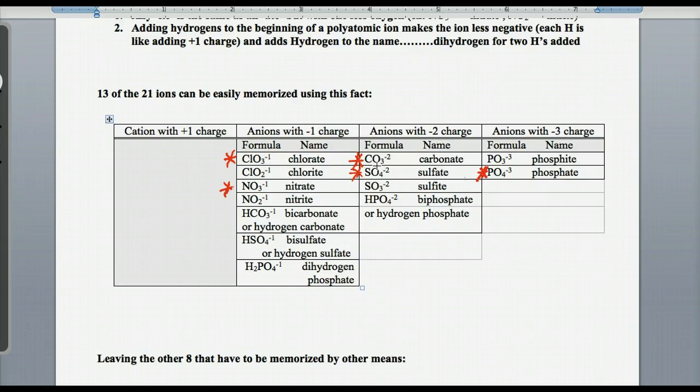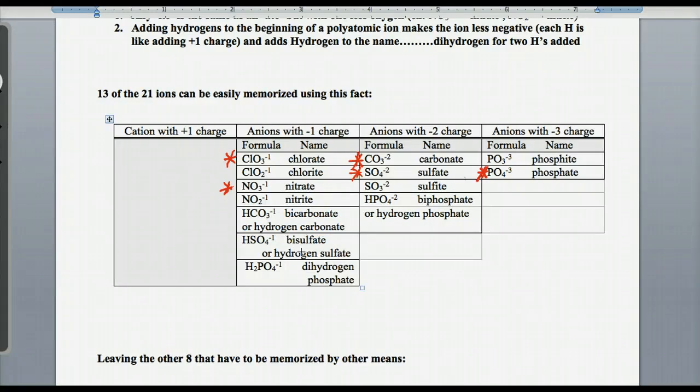For example, carbonate is CO3 minus 2. Hydrogen carbonate is HCO3 minus 1. What's the difference between the two? Well, I just added an H in front, and instead of carbonate, I call it hydrogen carbonate. And because hydrogens are +1, I lowered my overall charge from -2 to -1. Because I'm adding a positive hydrogen, my charge goes down. And you can see that in a couple other spots.